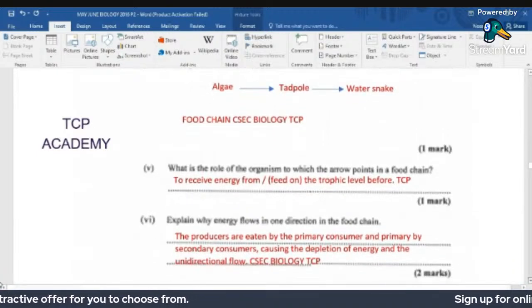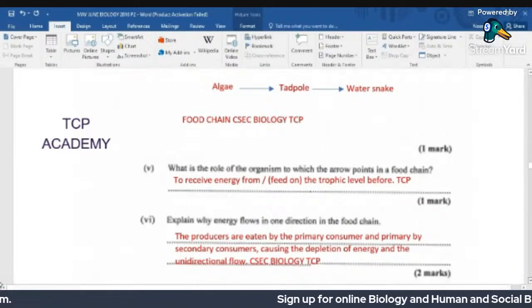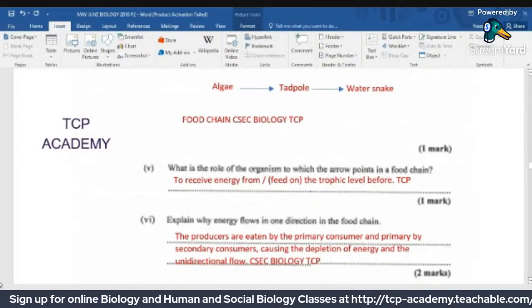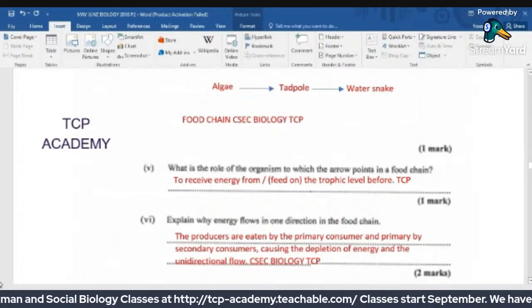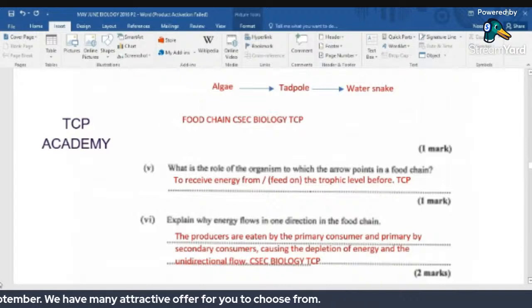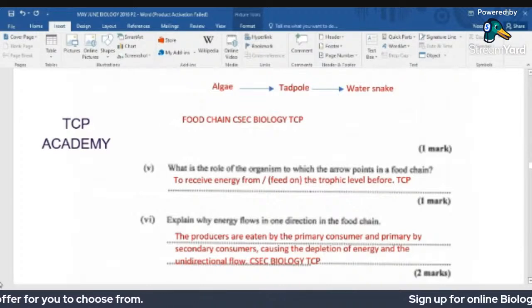Now explain why energy flows in one direction in a food chain. Earlier we said that it is unidirectional. Now the producers are eaten by the primary consumers and primary consumers by secondary consumers, causing the depletion of energy and the unidirectional flow. So it is flowing in one direction as the energy is being consumed as we move from left to right, depleted.